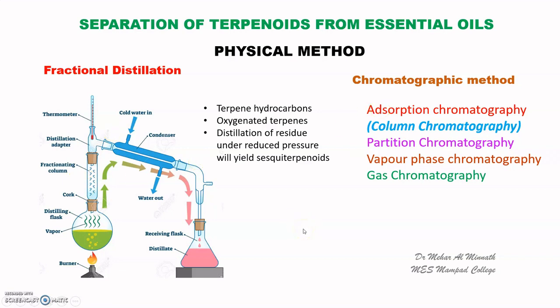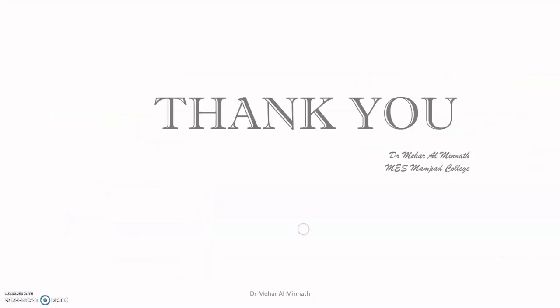So we have discussed the isolation of essential oils from plant material and then separation of terpenoids from the essential oils in brief. Okay, both the chemical methods and physical methods. Hope these are clear to you. This is just a brief explanation. If you just go through books related to natural products, you will get more detailed information regarding all these methods. Thank you.